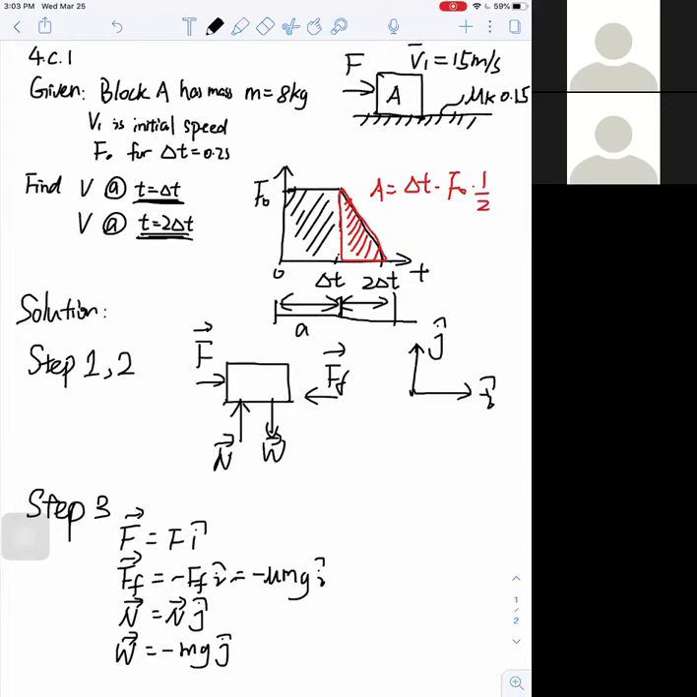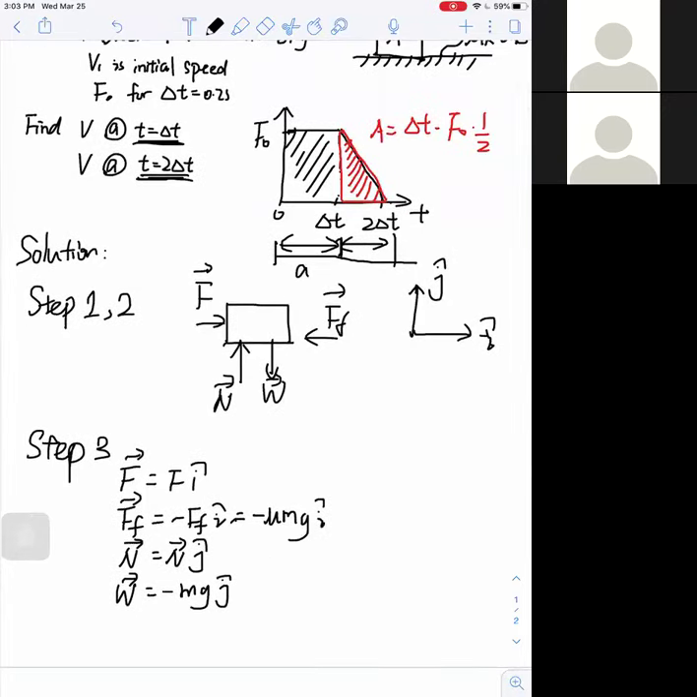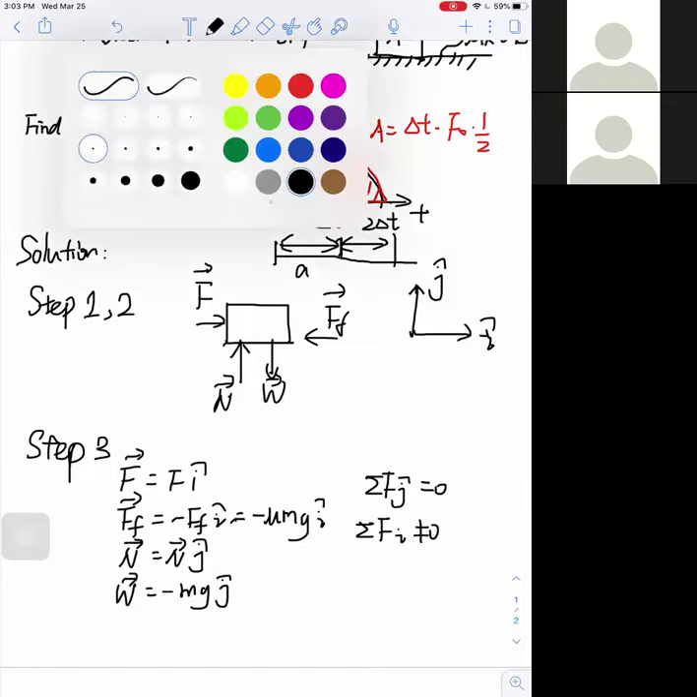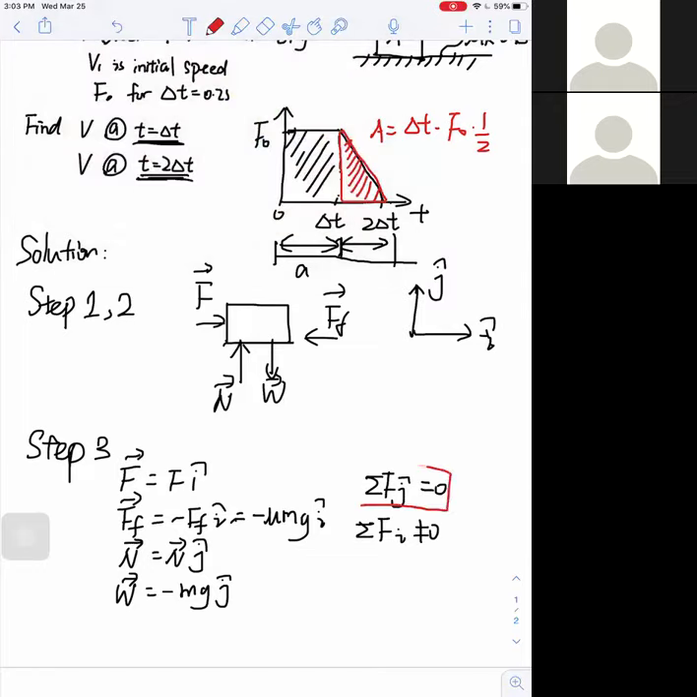And if you look at all the forces, you will realize that the sum of forces on J direction equals 0 in this case, right? And the sum of the forces on I direction does not equal 0. So the first one, sum of the forces equal to 0, that led to the conservation of momentum. And this, not equal to 0, would not lead to that conclusion, conservation of momentum. So keep that in mind.